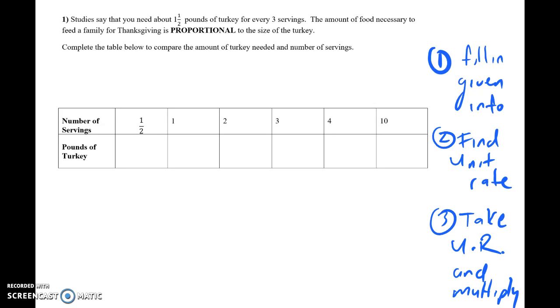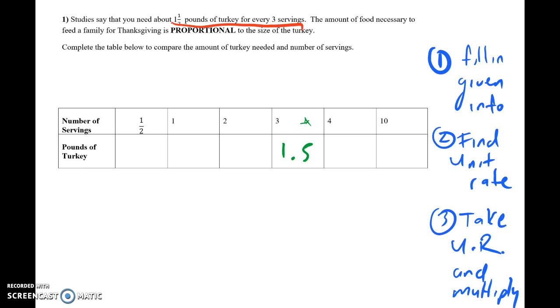Well, the only thing we have is 1.5 pounds for every 3 servings. Alright, well, 3 servings is right here. So, step 1, fill in the given information. That's going to be 1.5 pounds. Now, since I'm going to be multiplying, I don't want to be multiplying mixed numbers, so I'm going to write that as 1.5. Okay? 1.5 pounds, 1.5, same thing.